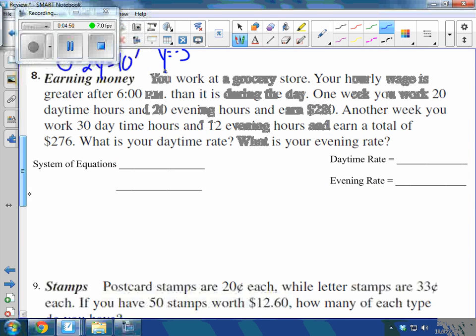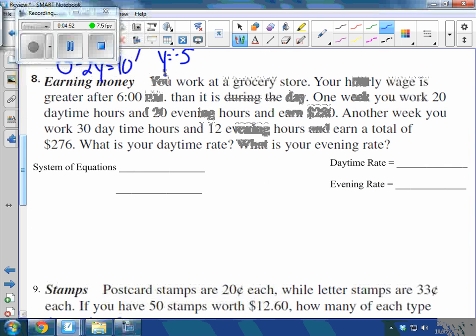All right, let's go to the word problem. So if you read it, it says you work at a grocery store. Your hourly wage is greater after 6 p.m. than it is during the day.